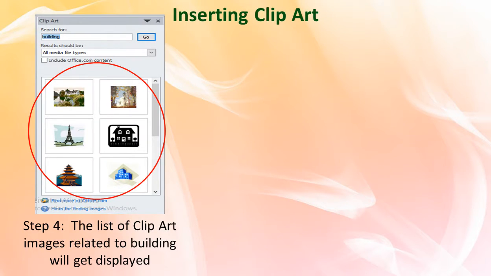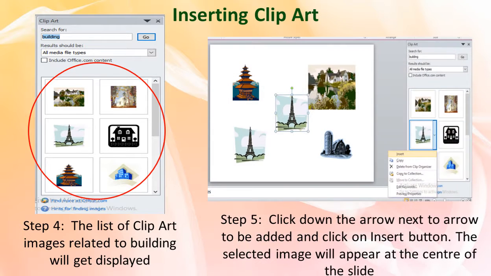Now we'll continue with the previous slide of inserting clip art. Once you type the word building and click on the Go option, the list of clip art images related to building will get displayed. Then you will click on the Insert button, which is near the arrow key. When you give a right click, you will find that option. Just click on it. The selected image will appear at the center of the slide. So we type the word related to our search, click on the Go button, select the image, give a right click, and you will find the Insert button, and the image will appear at the center of the slide.